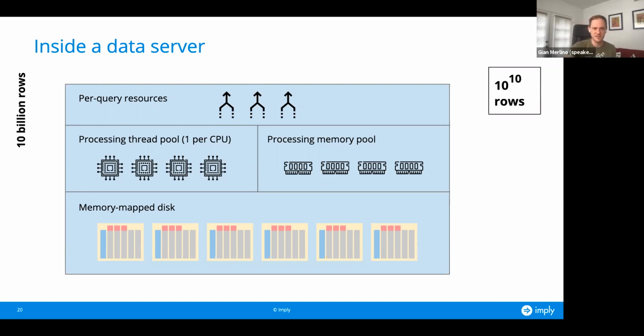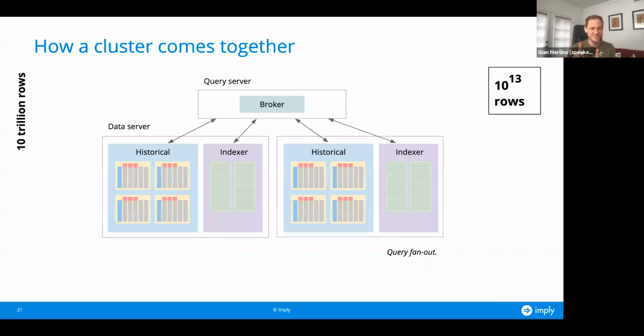Okay, let's see. One more zoom level up, how a cluster comes together. So we have these data servers, and these data servers all have their 1,000 or 10,000 segments. They have their few dozen processors. They have however many, maybe they can run 100 queries concurrently each, and so they have their 100 queries. They're interleaving which segments are getting processed by which processors. They're having a great time.